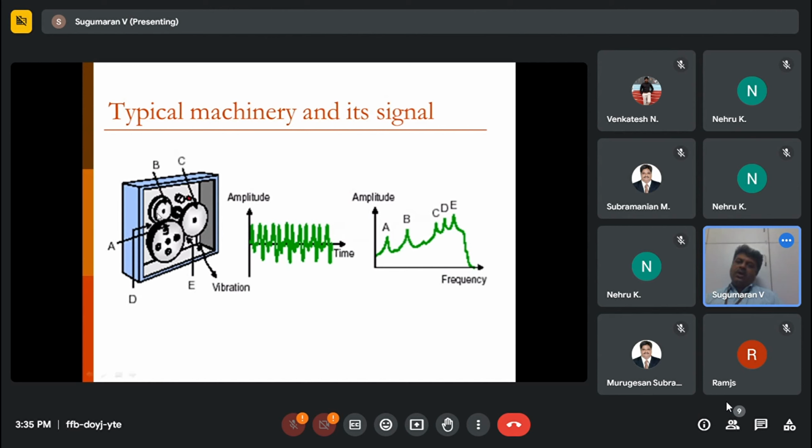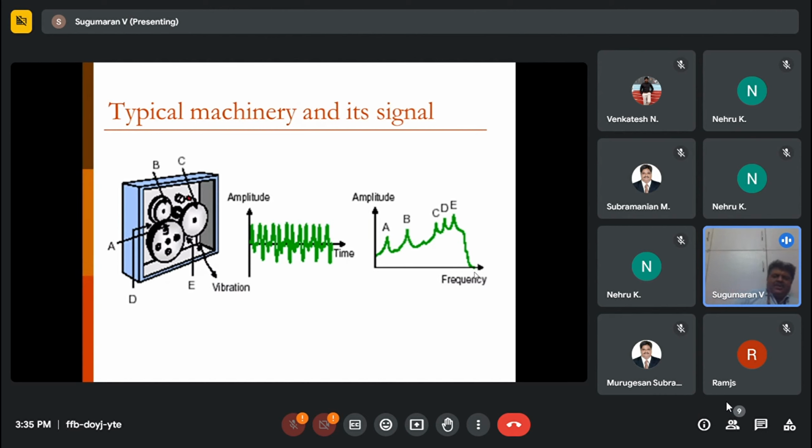When all components are good, they know for sure that a new component, a new gear, will have this signature and corresponding spectrum. That is called the base spectrum. Base, original, for reference. They'll take it and keep it.